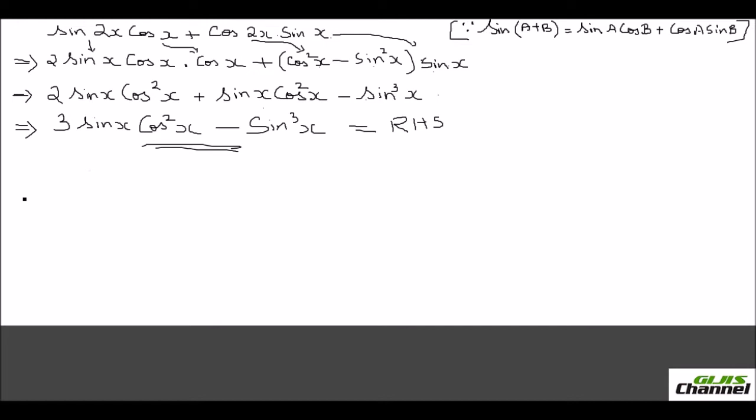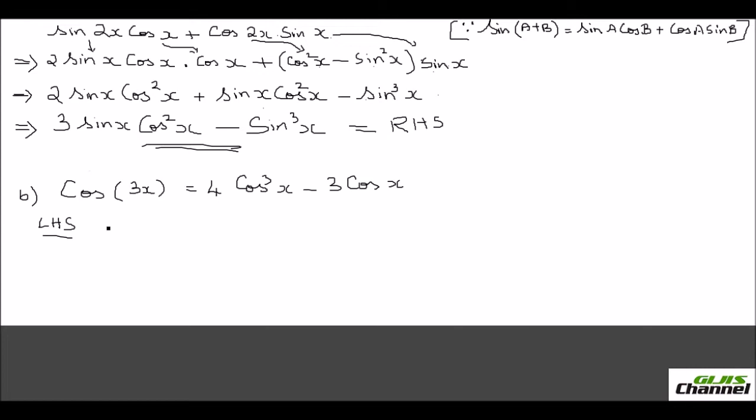Now let us do the cos 3x formula. So as per the formula, cos of 3x is equal to 4 cos cubed x minus 3 cos x, okay? Let us see how to derive this formula. So again I start with my left hand side, okay?